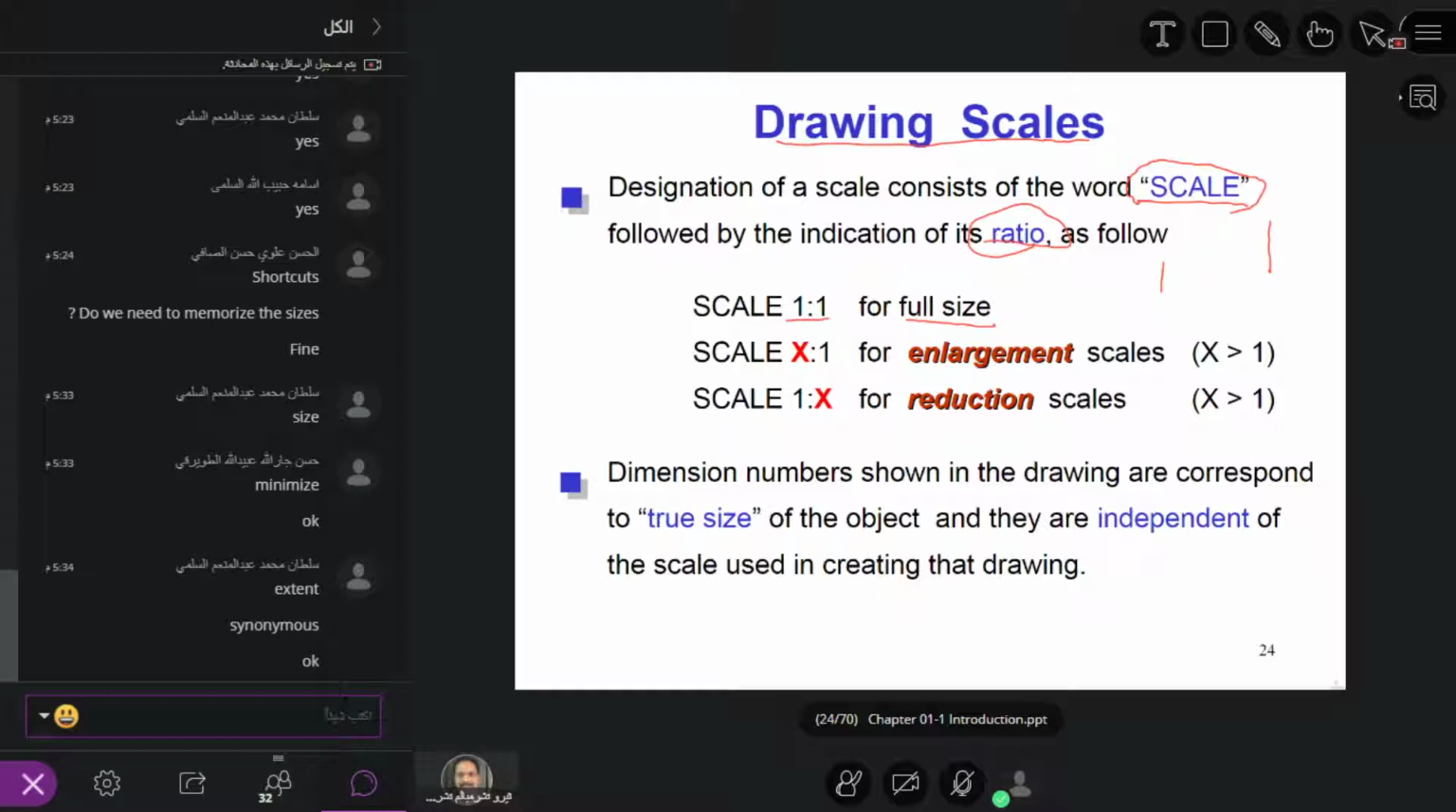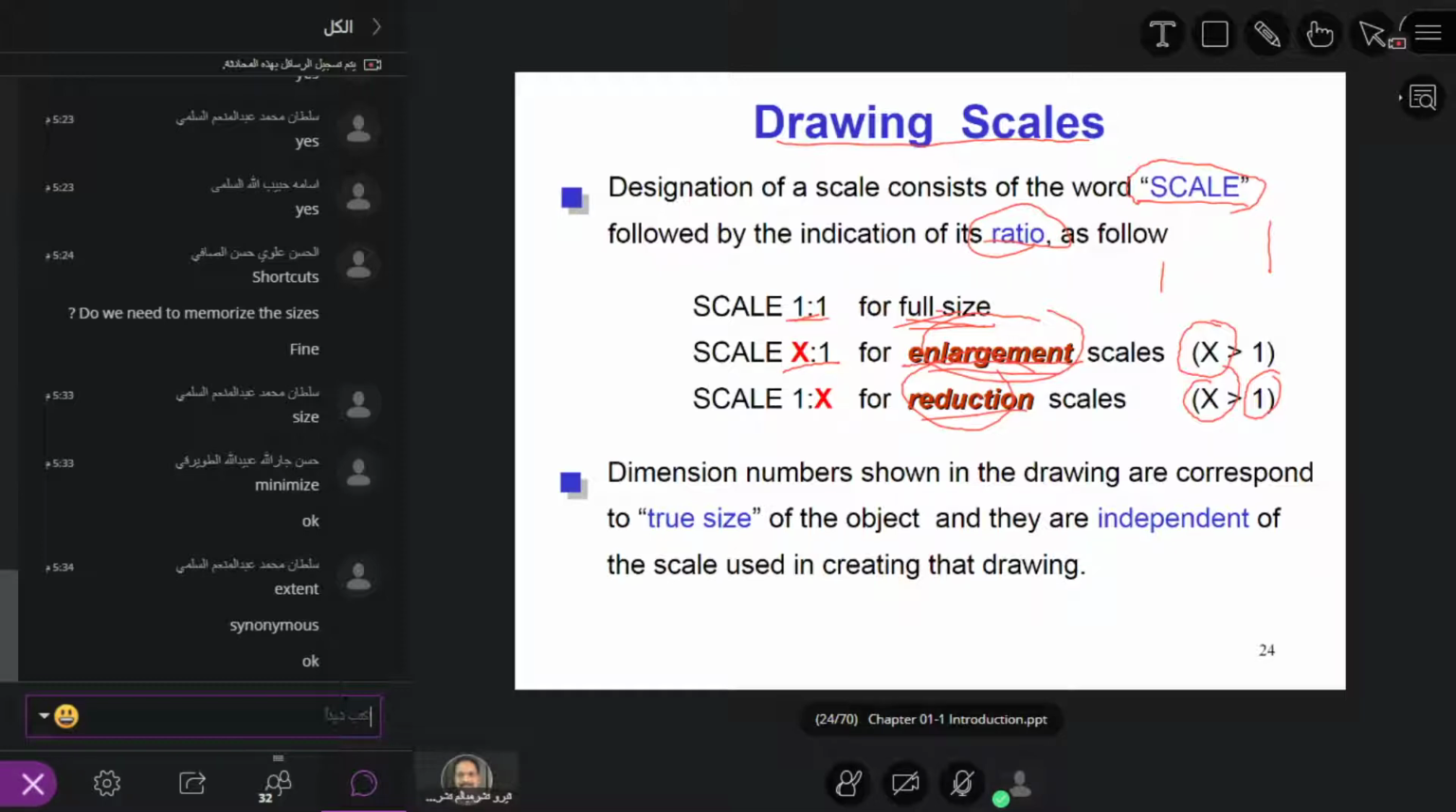If someone draws a 1:1 scale, whatever you draw shows exactly the same size as the original component. A scale greater than one means it is an enlargement scale. That means this is more than one, the original is less, and now you are increasing it. Reduction scale means the original is bigger and you are reducing it. So: full size, enlargement, and reduction scale.